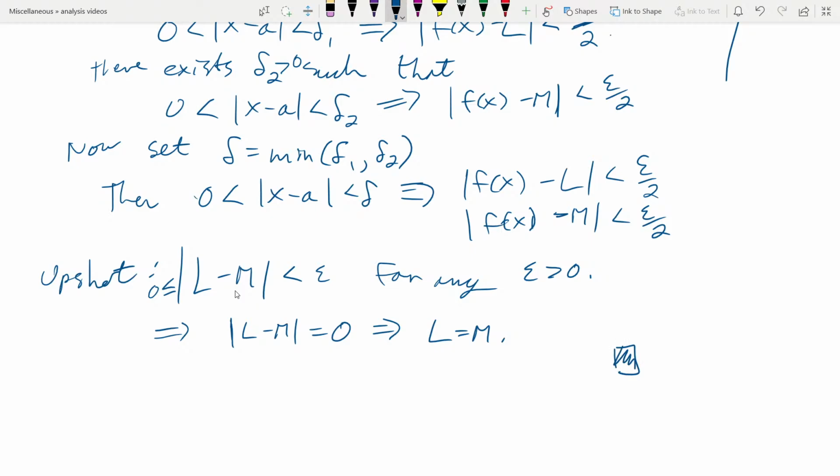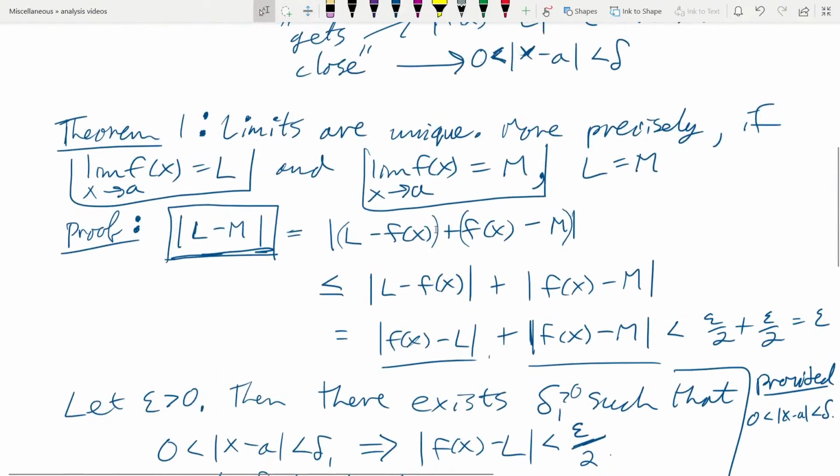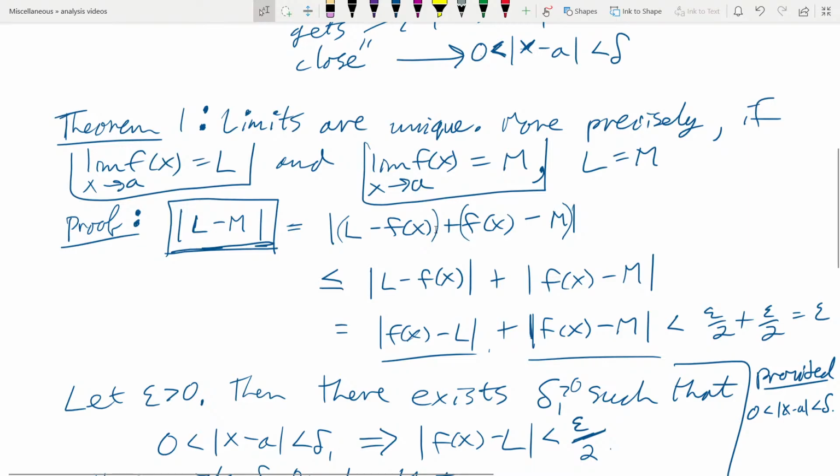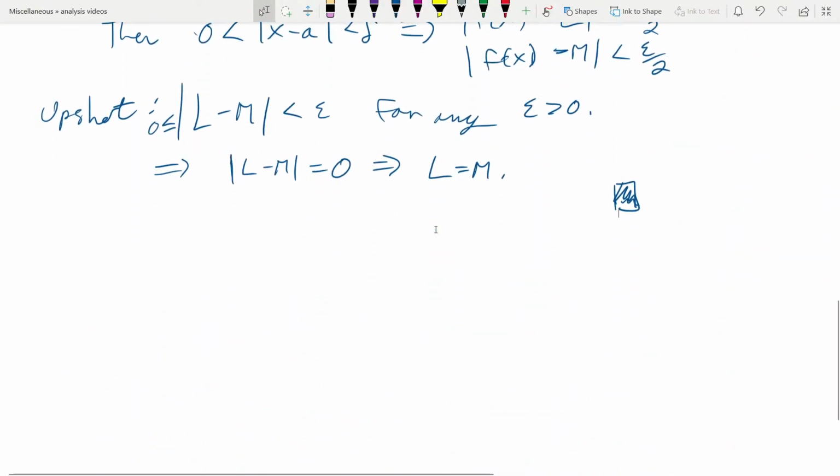So it's a really useful trick. Sometimes you don't quite have to show something is 0 directly. You can just show it has to be smaller than an arbitrarily small thing. Okay. That completes the proof of the uniqueness of limits.